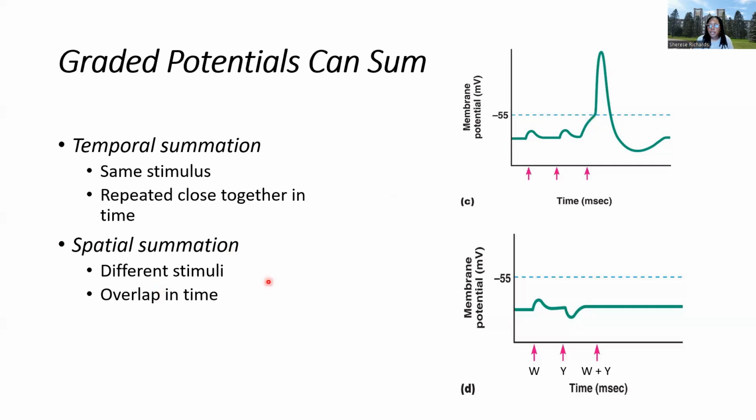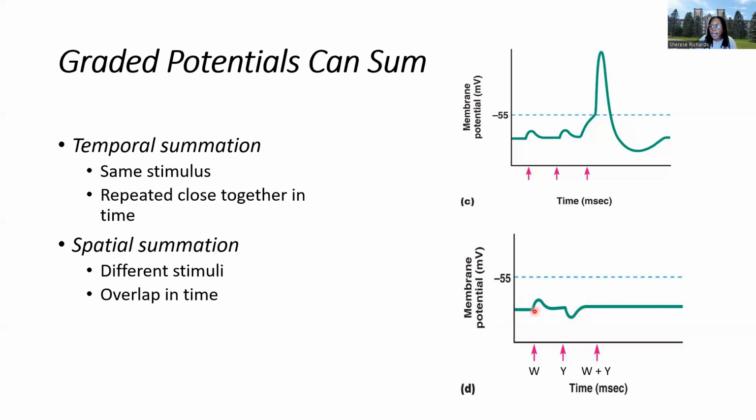For spatial summation, this is if we have two different synapses. So if you think again about that neuron that we just drew, we had one synapse on one area of the soma, another one on another spot. Now, if graded potentials came in at the same exact time on different spots, we could sum those together as well. So spatial summation is if we have overlapping graded potentials that are coming in at the same time, but they're at different synapses. Those could also be aggregated, and they may get us either closer or further depending on the specific type of graded potential.